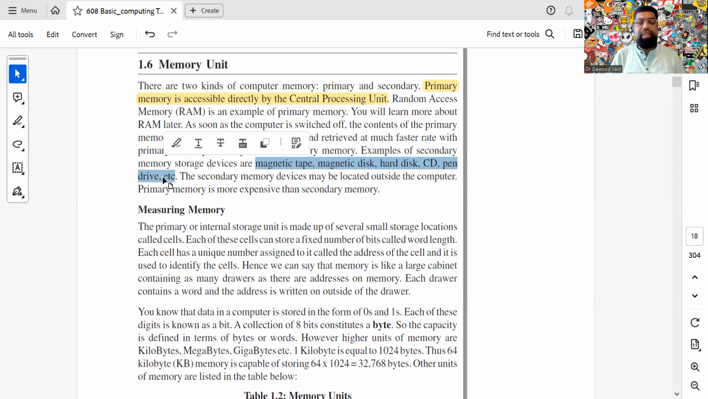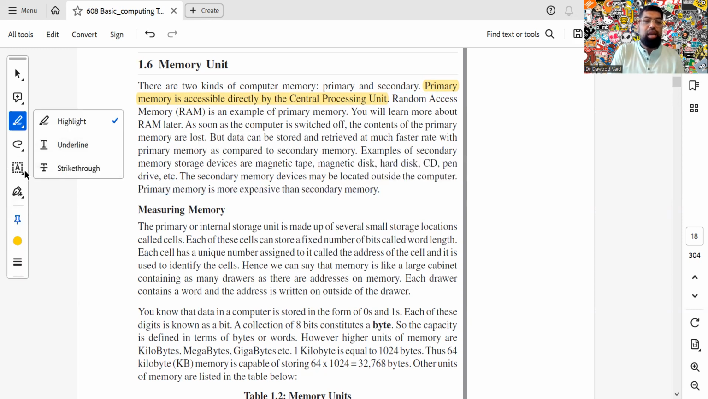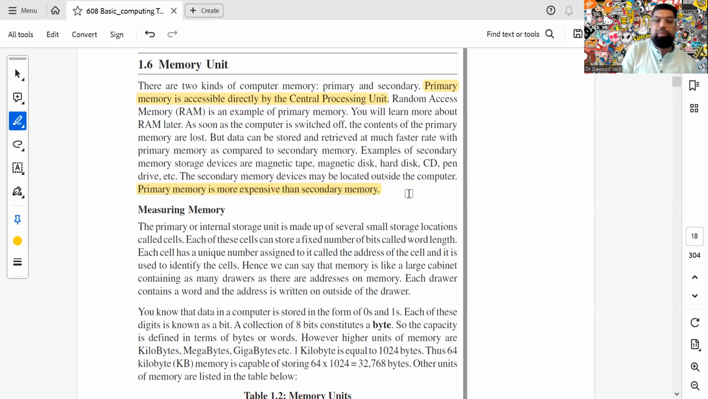All of these are secondary, which are external, which is located outside, but they are not exactly an integral part of your computer. That's why primary unit is more expensive than the secondary unit, and primary unit is what makes your iPhones, your mobile phones, all your computers more important is the primary memory.